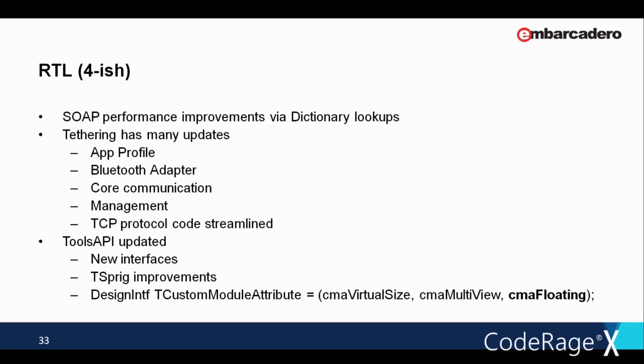Lots of updates for tethering with the app profile, Bluetooth adapter, core communication, management of tethering, and the TCP protocol code got streamlined. I think that just kind of happened with the HTTP cleanup. It was like, oh well, let's use that same type of pattern here. The Tools API also got updated. There are new interfaces in the Tools API. There's TSprig improvements for the IDE itself. Design interface has a new module attribute called floating that I want to find out more about. Again, there's more notes on the new interfaces and stuff.